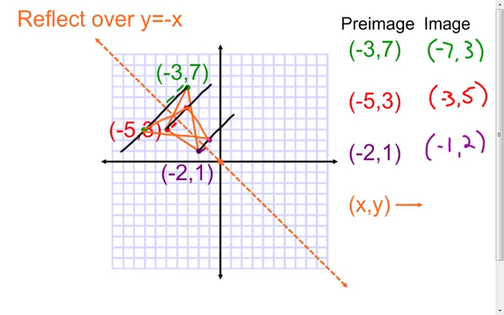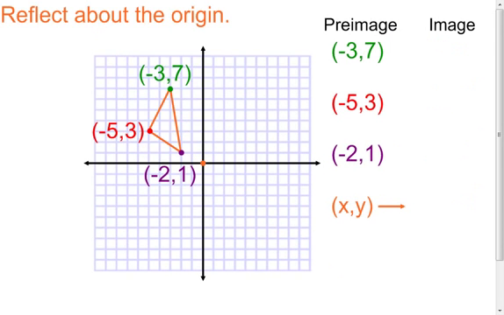And then when you look at the coordinates of the image, if we start out at x, y, we look at our point. So it looks like the x and the y are switching. So -3, well, but it becomes a +3. So yep, they change places. So we have our y and our x, but they also change signs when you flip over y equals -x.